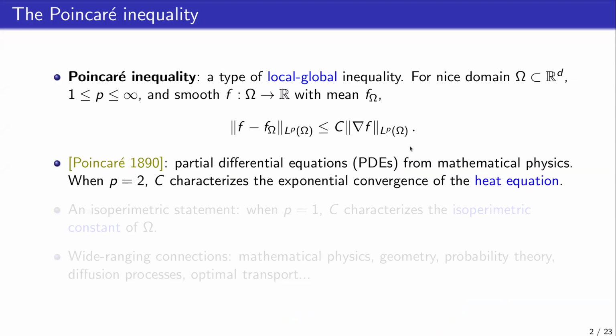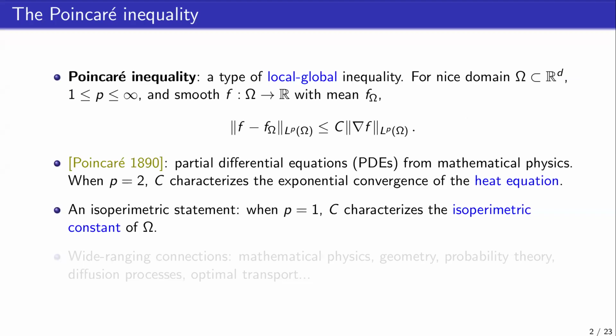Poincaré inequalities have a very long history. It started with Poincaré himself in 1890 in the context of studying partial differential equations for mathematical physics. In particular, as he observed, for inequalities of this type instantiated with the exponent p being 2, the best constant c that you can get characterizes the exponential convergence of something called the heat equation. This is something that is relevant in physics, and we'll get back to that in this talk.